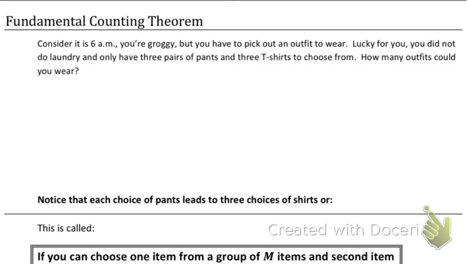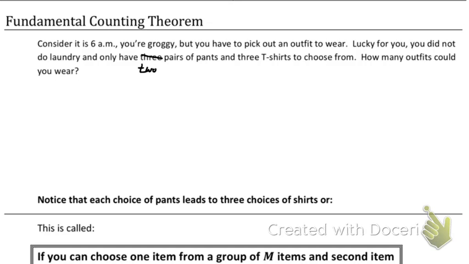So consider it 6 a.m. You're groggy, but you have to pick out an outfit to wear. Lucky for you, you didn't do laundry, so you don't have many options. You have, hey, I'm going to go ahead and change 3 pairs of pants to just 2 pairs of pants, just so we can delineate between the 2 and the 3. Now you have to refine your choices to 2 pairs of pants and 3 t-shirts to choose from. How many outfits can you wear?